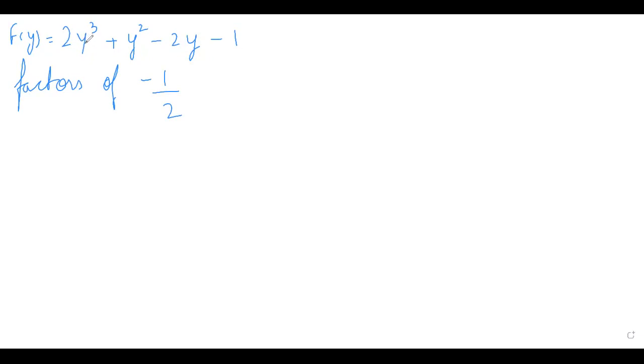So the coefficient of the highest degree is 2. We have to find, this is called rational root, the factors of -1 by 2. Factors of -1 by 2 are plus minus 1, you can say -1 by 2. So let's try the hit and trial method.